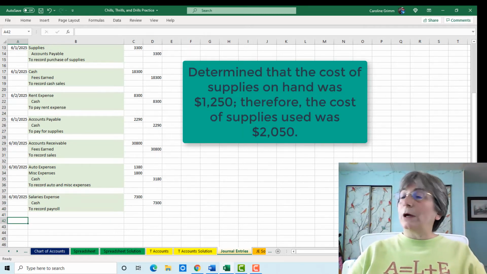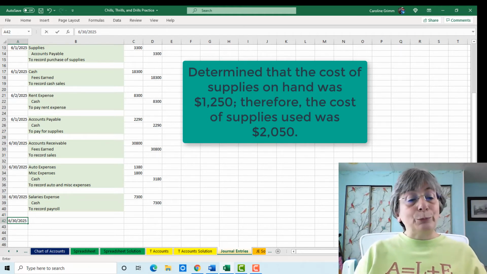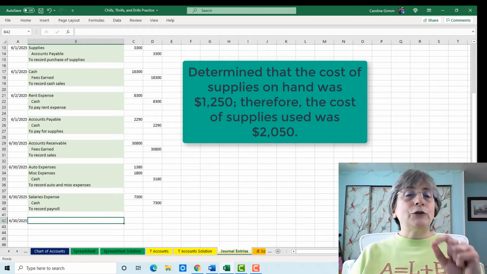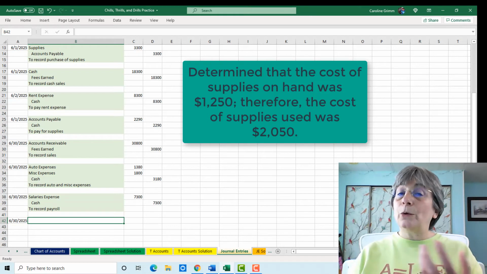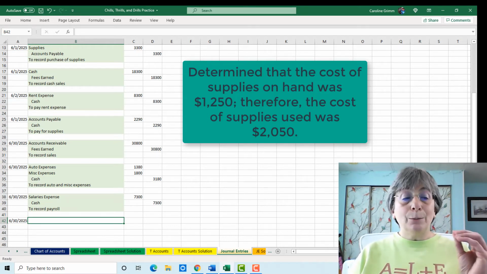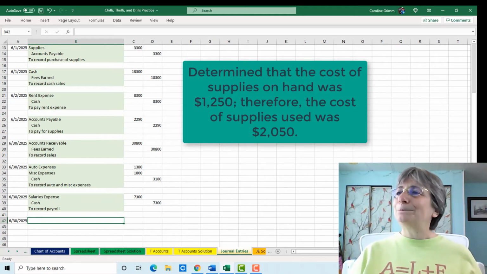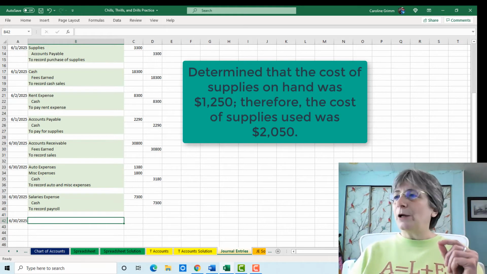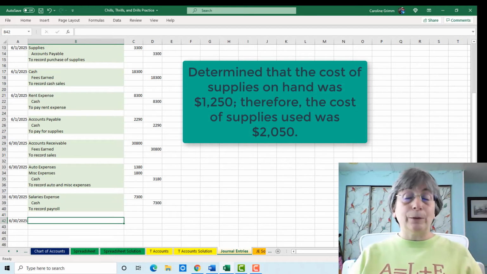So then what happens? Then the old tricky supply entry that we're going to do. And as I mentioned in the other videos about this particular transaction, they're actually sneaking in a Chapter 3 item. So this is an adjusting entry. So not only have you done a compound entry, but you're about to do an adjusting entry. Don't you feel accomplished now? This is great stuff. So in this entry, we have determined that the cost of supplies on hand, what we have left over, is $12.50. So the cost of supplies that we used was $20.50.